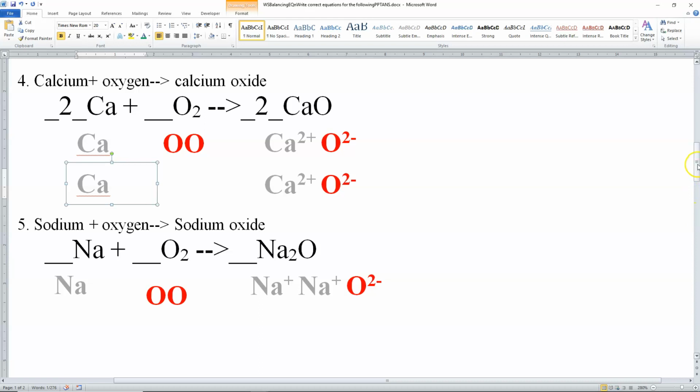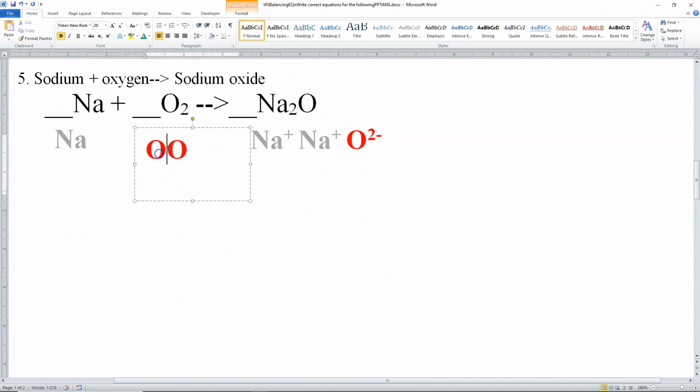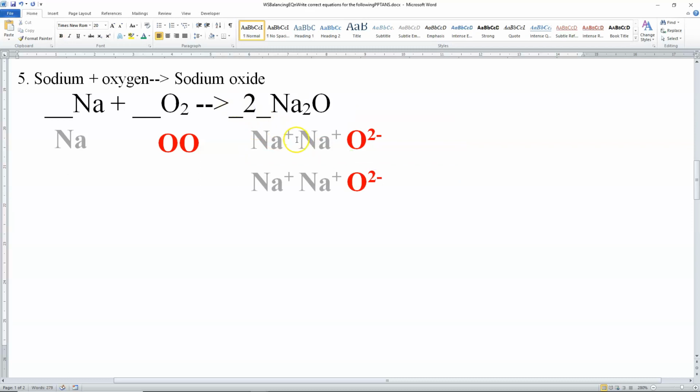Again, remember you can hold Control to drag things down. Question 5. Sodium plus oxygen goes to sodium oxide. We've got 2 oxygens on the left, 1 on the right, so we could increase the amount of sodium oxide, like so, put a 2 in front of that.